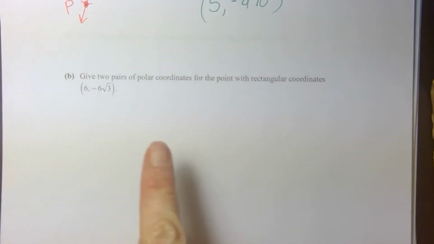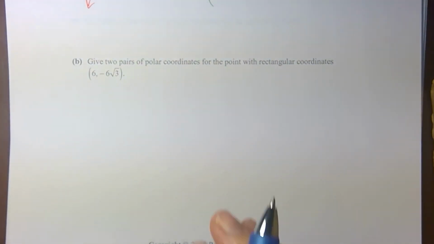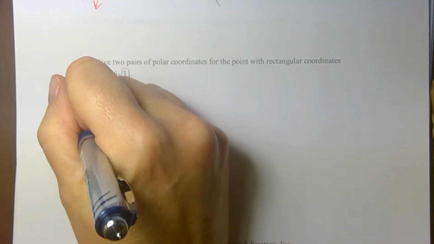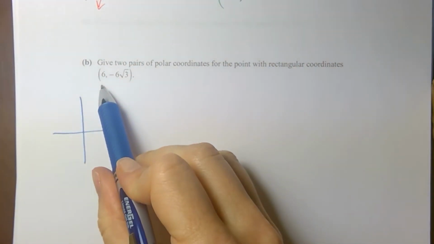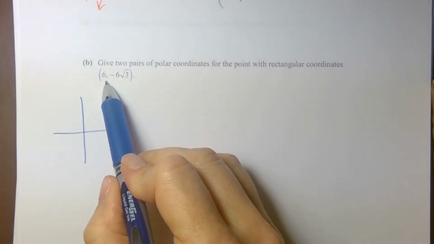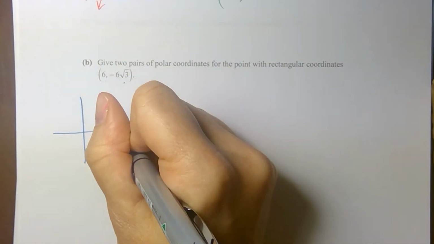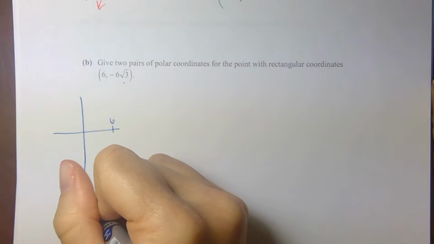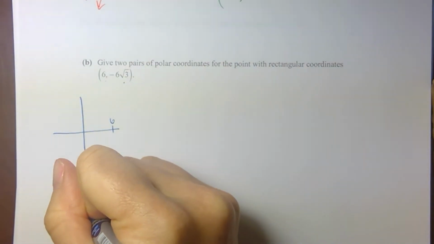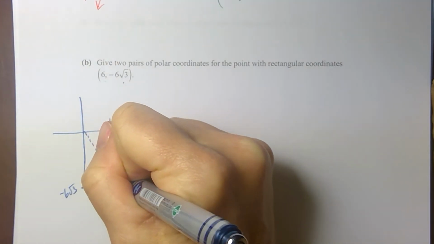For this one, we're supposed to give 2 pairs of polar coordinates for that point with given rectangular coordinates. Well, when I start with rectangular coordinates, I first need to produce at least 1 pair of polar coordinates. Let's look at a graph. My point is (6, -6√3) for x, y, where x is my real part, y is my imaginary part. So x is going to be 6 here, y is going to be negative, so negative 6 square root 3. So I'm thinking about a vector that is down here, right?